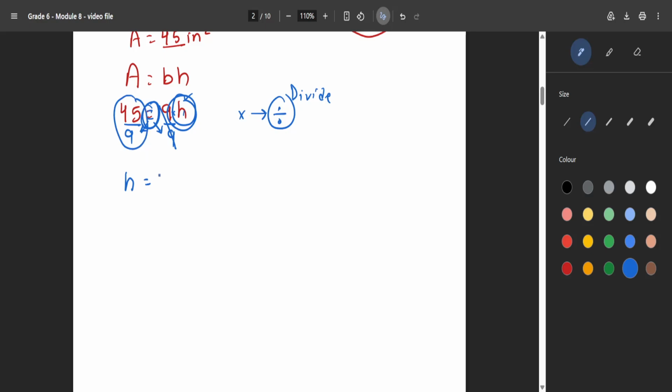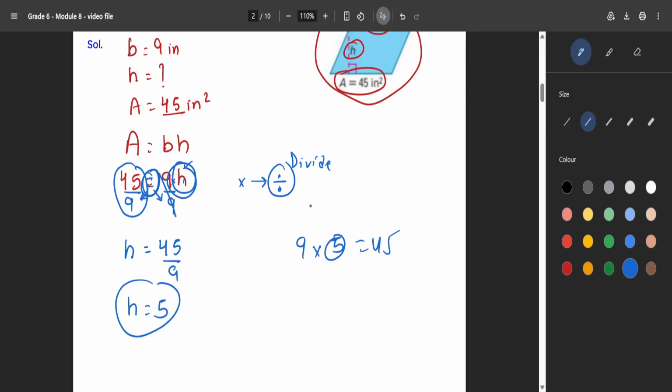45 divided by 9. How much? Think. 9 times how much will give you 45? 9 times 5. So here the h will become 5. 5 what? I think it was given in inches, right? Yes. So 5 inch. Okay. So the height here is 5 inch.